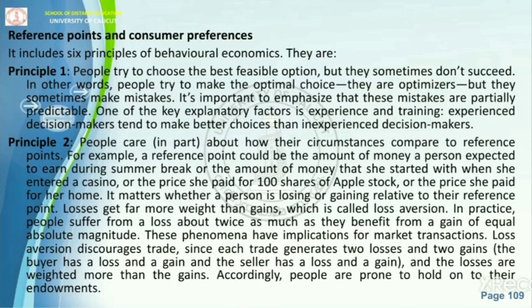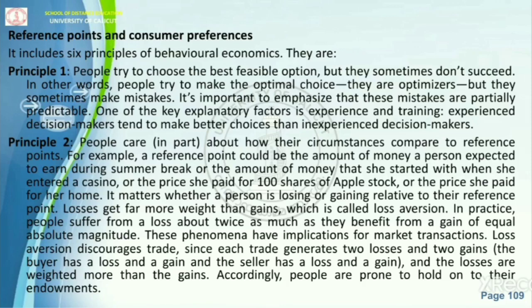It's important to emphasize that these mistakes are partially predictable. One of the key explanatory factors is experience and training. Experienced decision makers tend to make better choices than inexperienced decision makers.